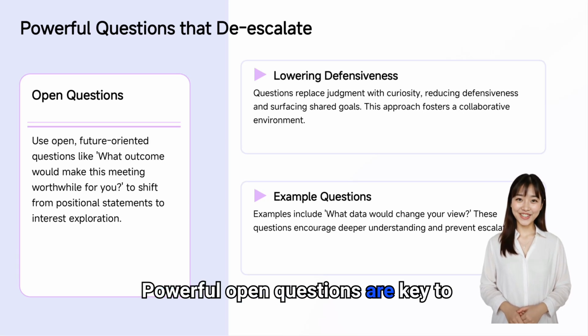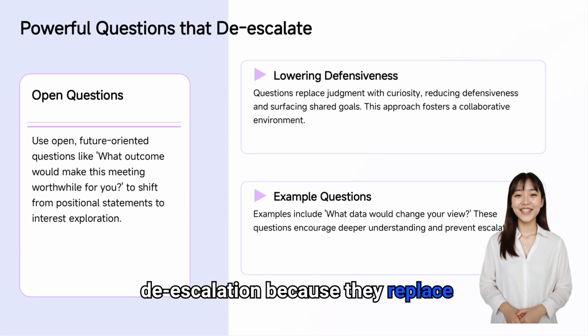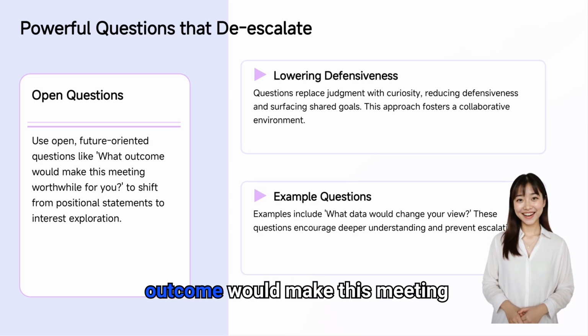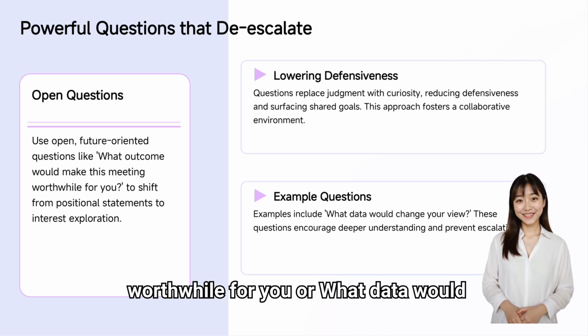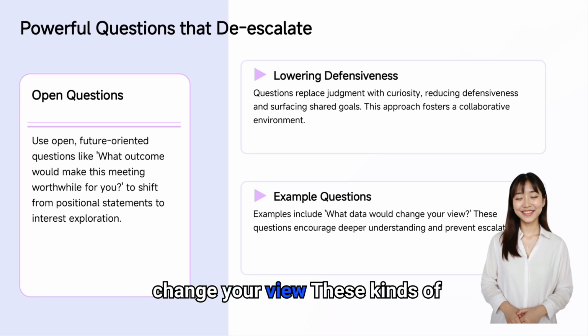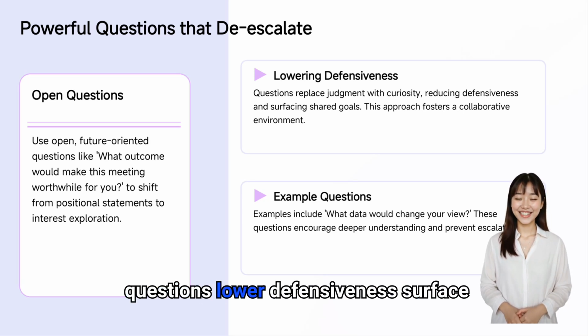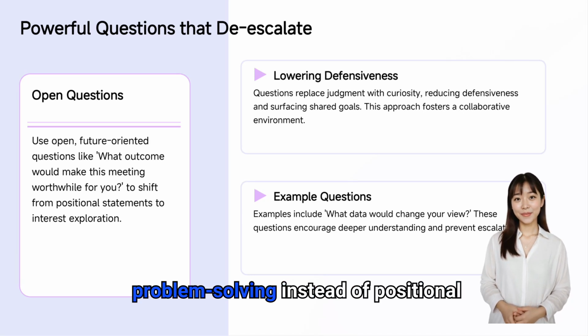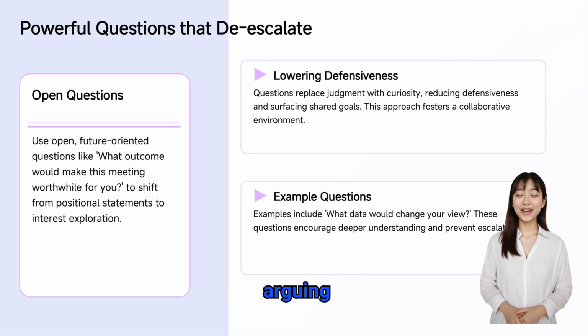Powerful, open questions are key to de-escalation because they replace judgment with curiosity. Use future-oriented prompts like "What outcome would make this meeting worthwhile for you?" or "What data would change your view?" These kinds of questions lower defensiveness, surface shared goals, and invite partners into problem-solving instead of positional arguing.